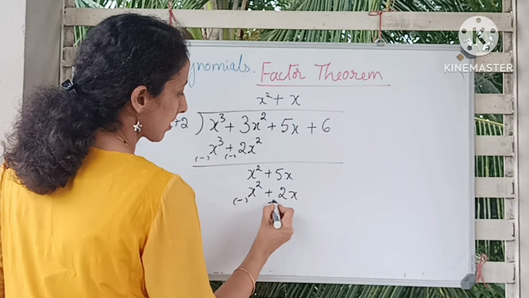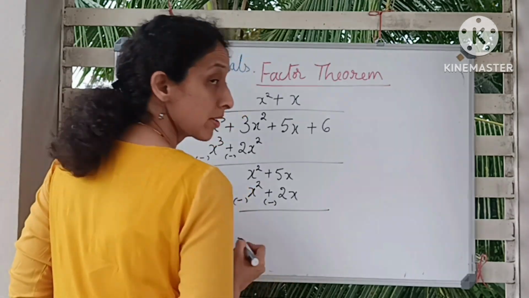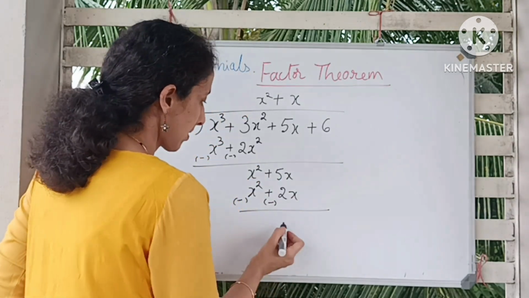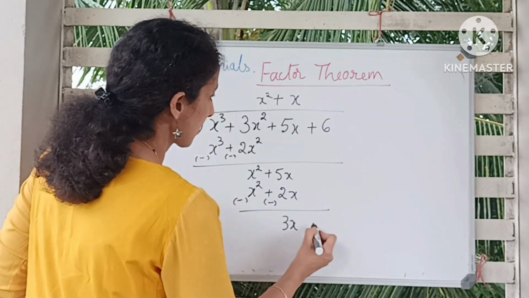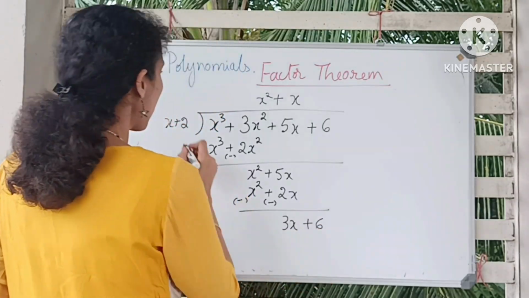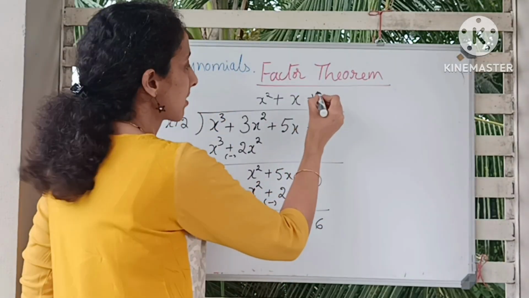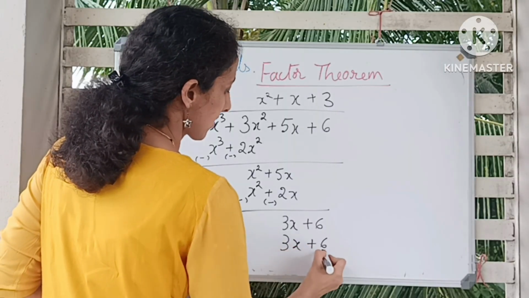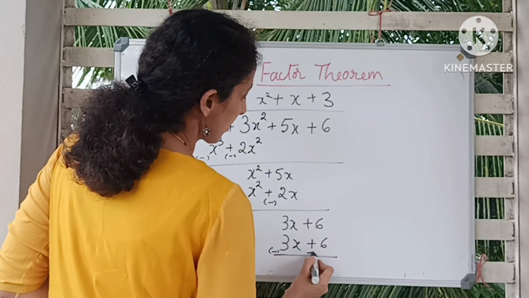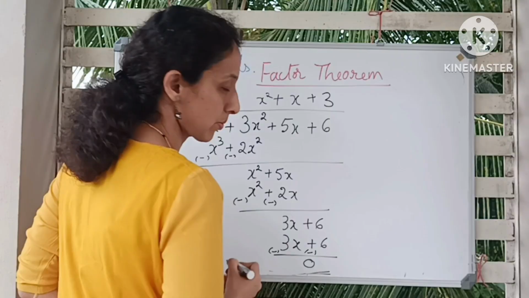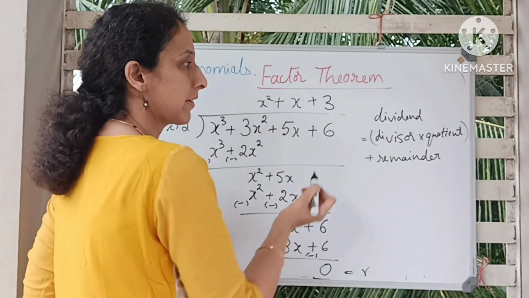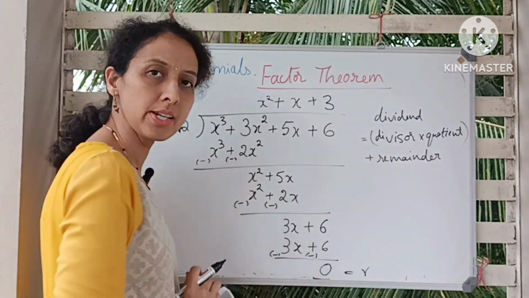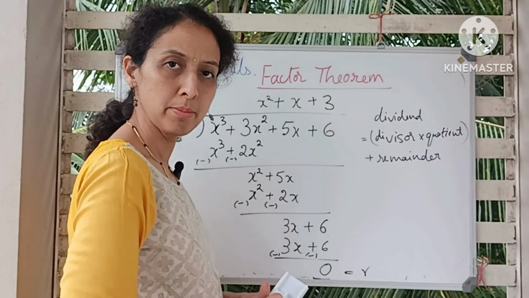Now change the sign and subtract it, so we are getting 3x plus 6. Again we have plus 3, we get 3x plus 6. When we subtract, the remainder becomes 0. We know that dividend is equal to divisor into quotient plus remainder.